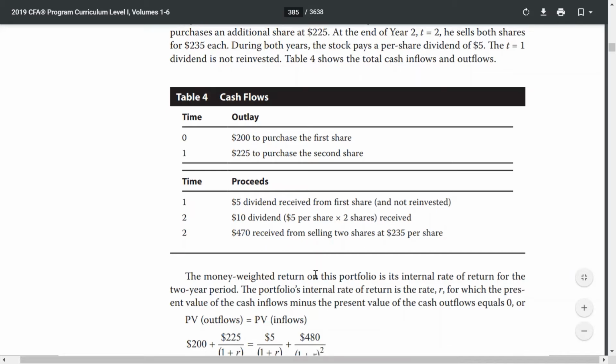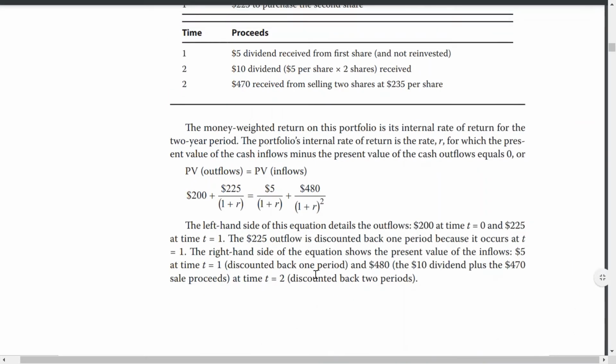The money-weighted return on the portfolio is its internal rate of return for the 2-year period. The portfolio's internal rate of return is the rate R for which the present value of the cash inflows minus the present value of the cash outflows equals 0, or PV outflow equals PV inflow.